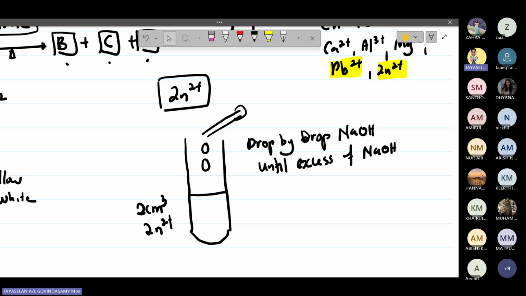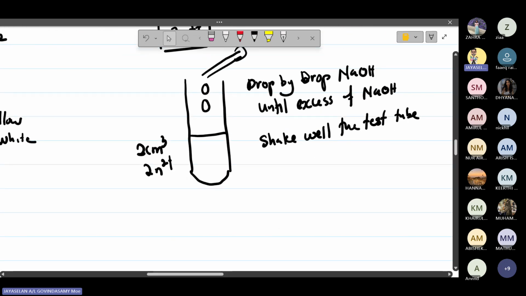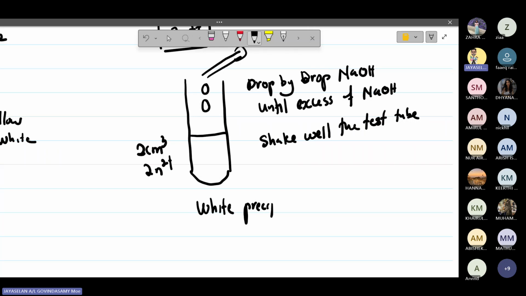Okay, and point number 3, shake well the test tube. When you add drop by drop, apa akan terbentuk? White precipitate. White precipitate is formed. Satu markah.